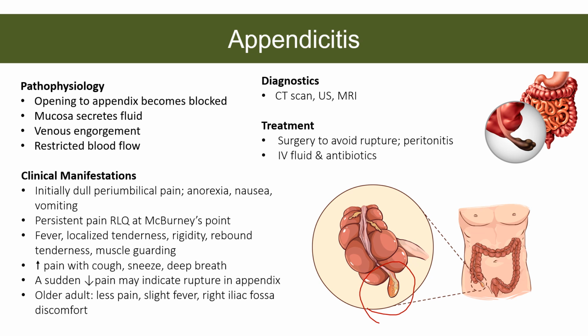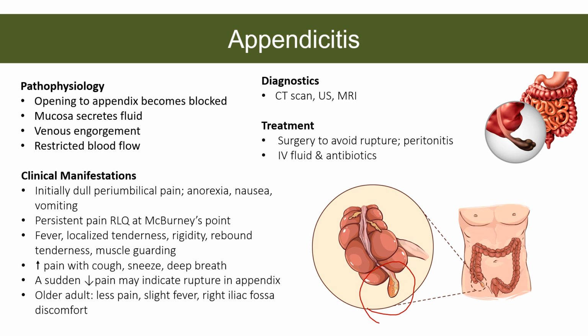Okay, so clinical manifestations. At first, the patient will have a dull periumbilical pain, loss of appetite, nausea, vomiting. They'll have persistent pain in the right lower quadrant at McBurney's point. Fever, tenderness at the site, rigidity, rebound tenderness. That's when you press down, there's no pain. When you let go, that's when the patient has pain. There'll be increased pain with cough and sneeze and deep breathing.